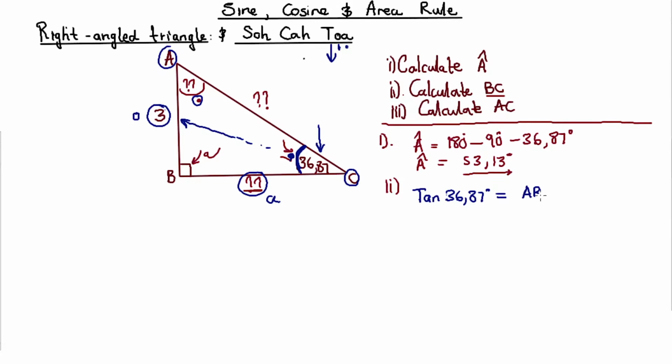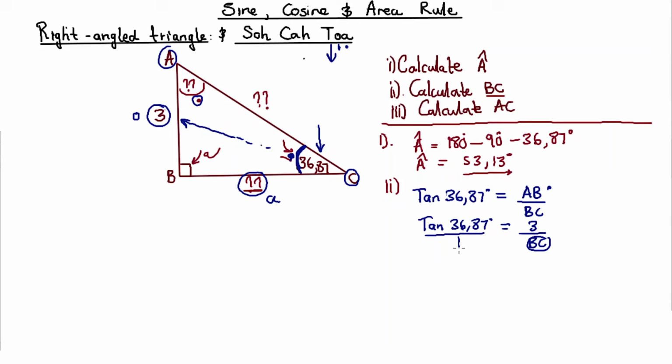So it's going to be AB over the adjacent side. It's BC. So I'm going to have tan 36.87 degrees is equal to, let's substitute, 3 over BC, the unknown. So I'm going to calculate BC.